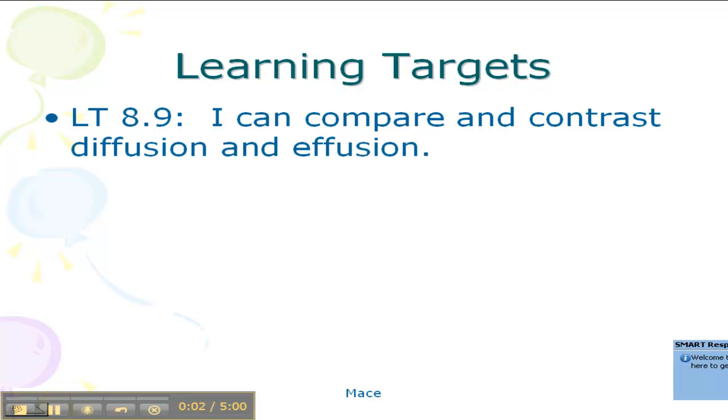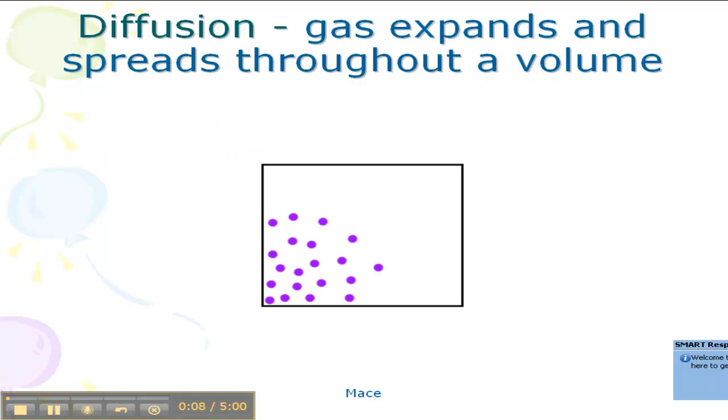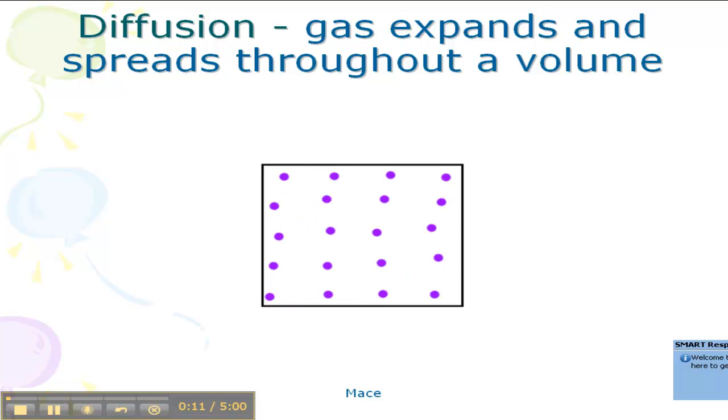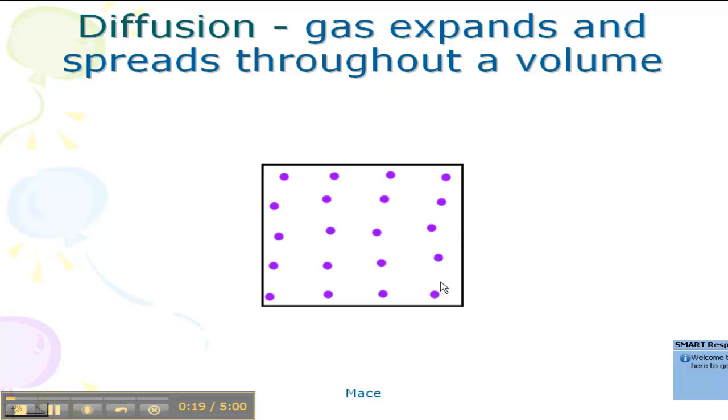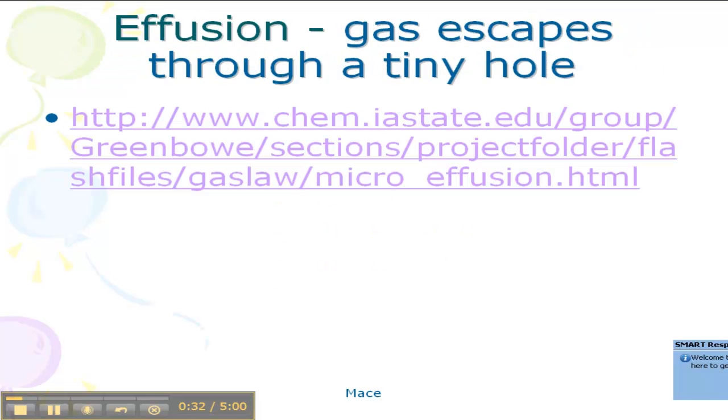Learning Target 8.9 says I can compare and contrast diffusion and effusion. So let's first of all talk about what those two things are. Diffusion is where a gas expands and spreads throughout the volume, just like this gas, these little purple particles are expanding to fill their container. So this is like if you spray some perfume at the back of the room, everybody can smell it at the front of the room because that gas is spreading out and occupying the whole space.